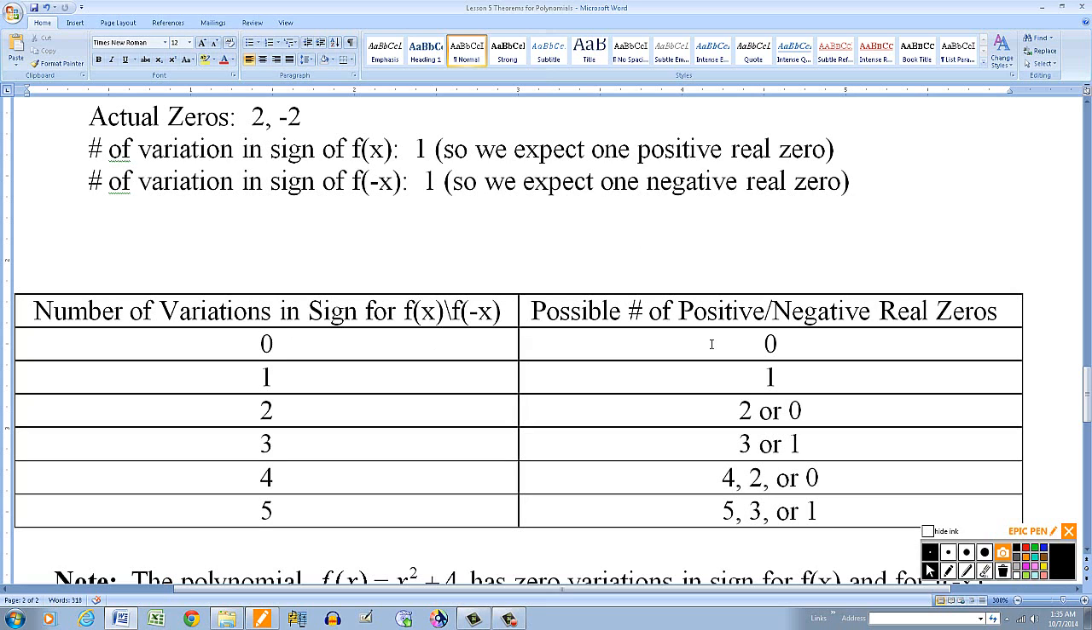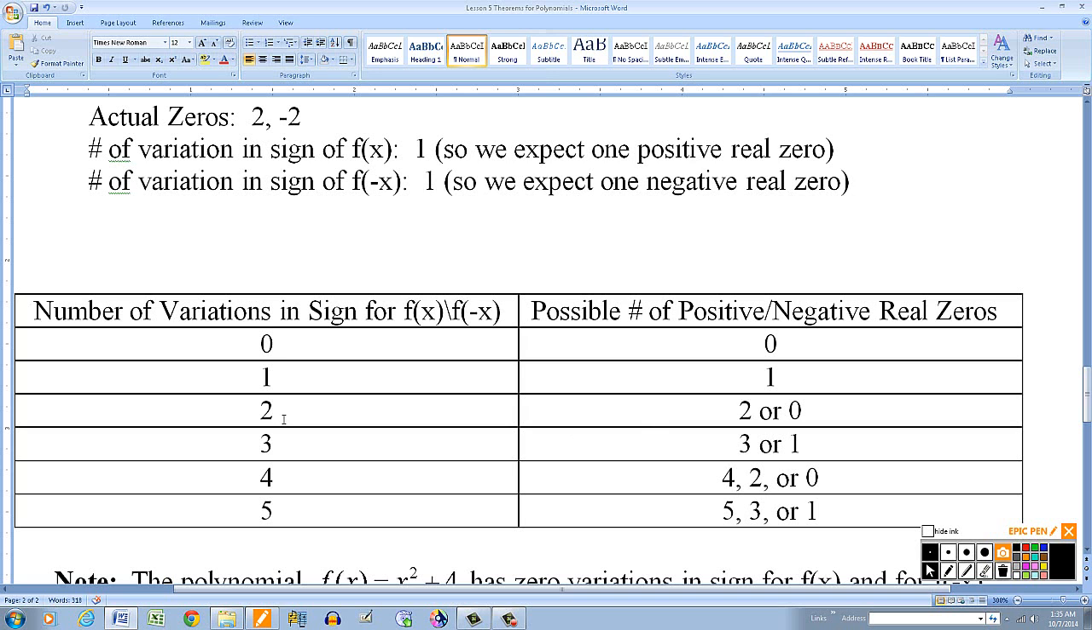Now you could have imaginary zeros, but again, imaginary numbers do not have a sign associated with them. So if I have a negative i or a plus i, those are not real numbers. So we only associate a negative or a positive sign with real numbers. Now if you have one variation in sign, then you're going to have either one positive real zero if you're looking at the signs for f of x, or one negative if you're looking at the signs for f of minus x.